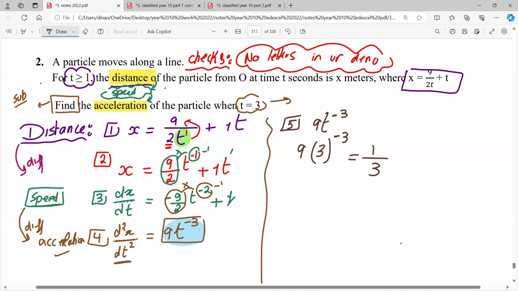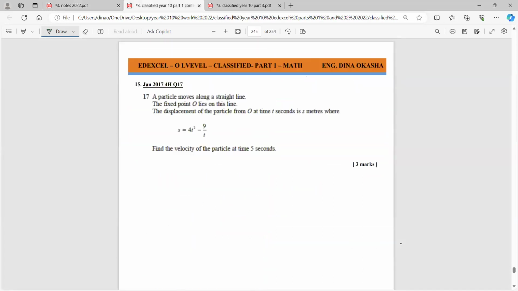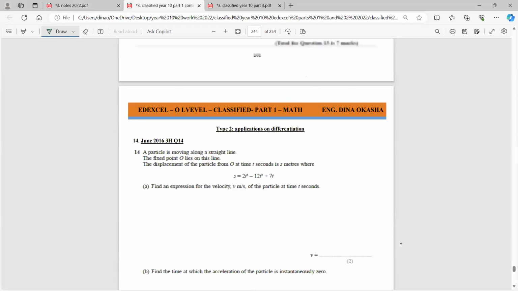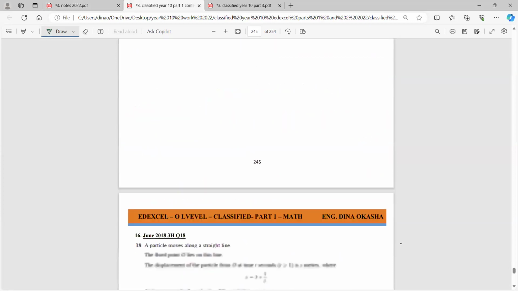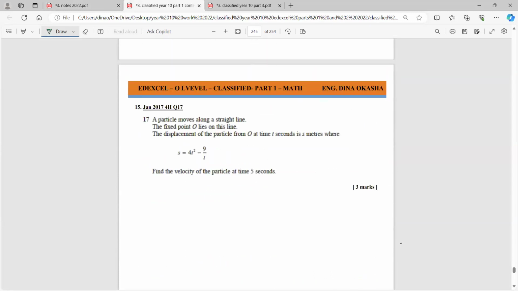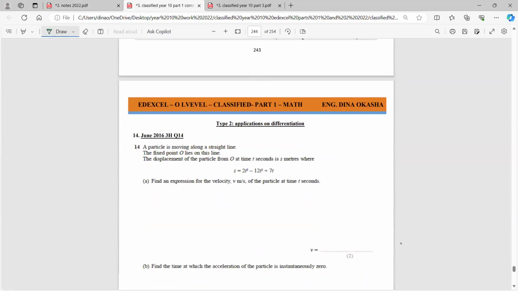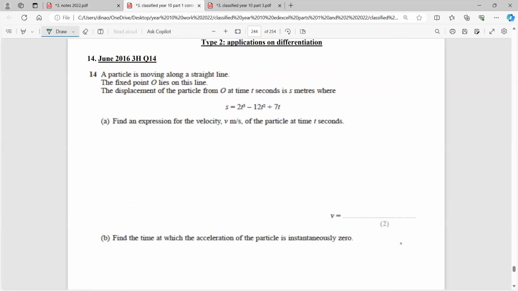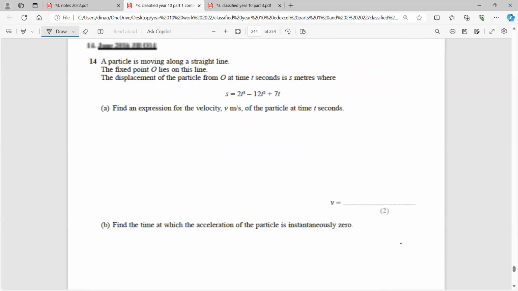One last question related to this application over here. I'm going to move on now to part 1, classified, and to this question over here. We can solve any question, since the questions are all similar, you can just solve in the classified. Remember that the marking scheme is already sent on the group of the parents, so you can solve in the classified and check your answers. This is in your classified part 1, page number 244.